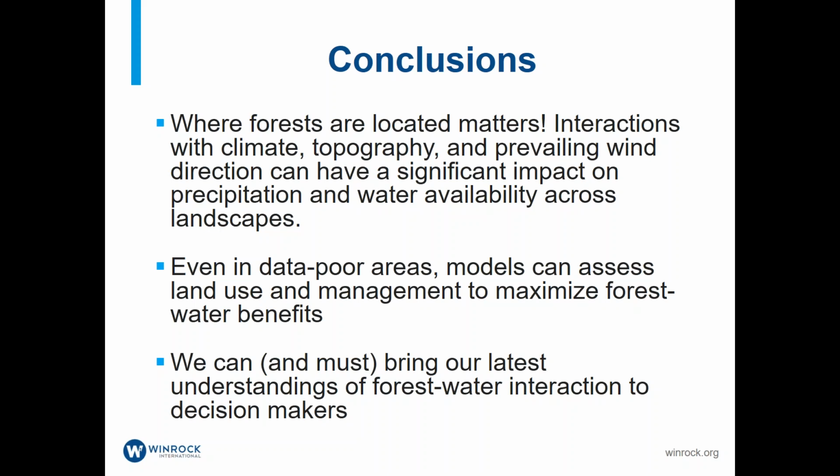So when looking at these three presentations, I feel like we definitely could come to some main conclusions. One is that where forests exist really matters. There's a real interaction between forests and the climate, the topography, and the prevailing winds that can have an impact on water availability across the landscape. But in addition, although water isn't very well monitored locally, we have developed a lot of science that allows us to understand these potential impacts, regardless of the existence of local data. We can use remote sensing combined with models to examine what the impact of land management decisions will be across the landscape. And it will be essential for us to bring this understanding to policy makers.